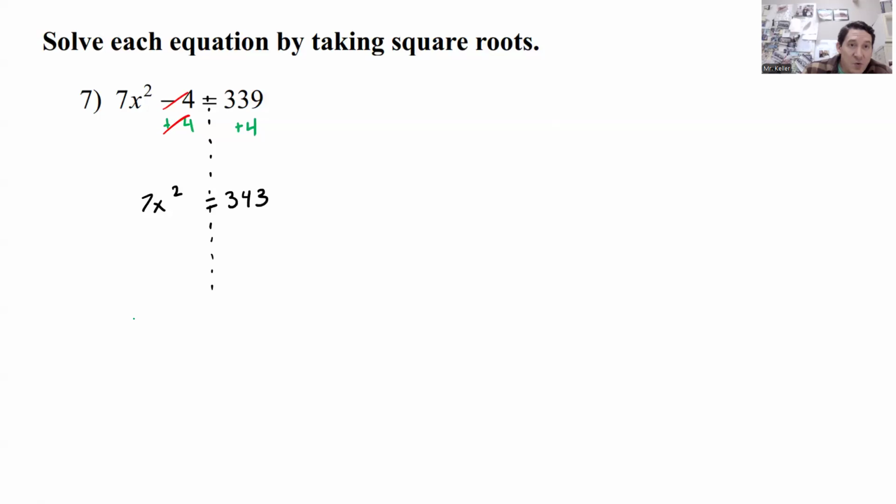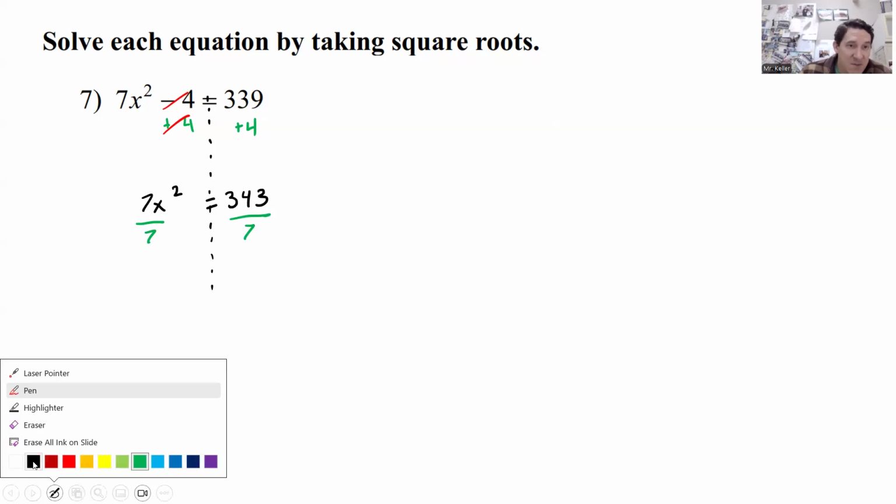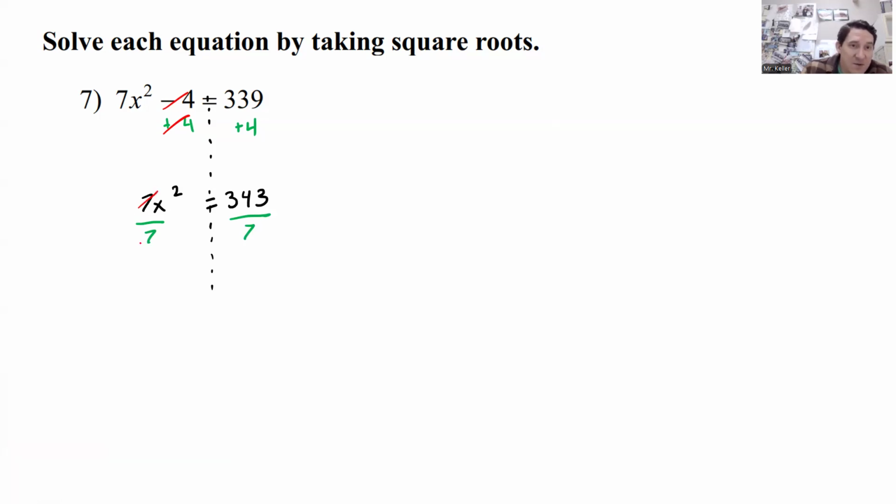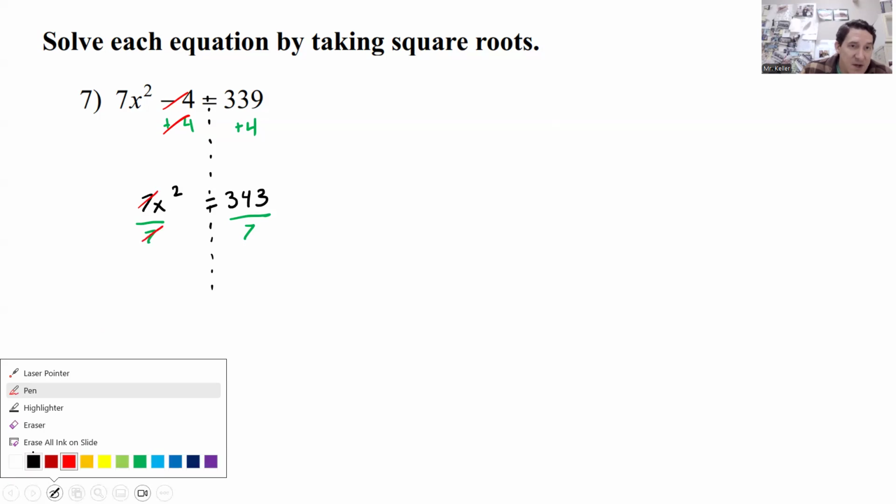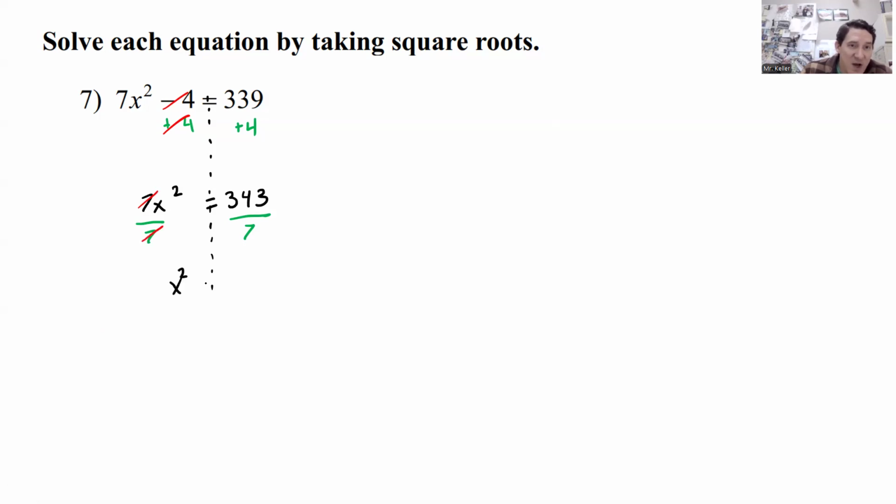Then I'm going to divide. You gotta take care of everything first before we get to the squared. So divide both sides by 7. Times 7 divided by 7 cancels out. You get x squared is equal to 49.